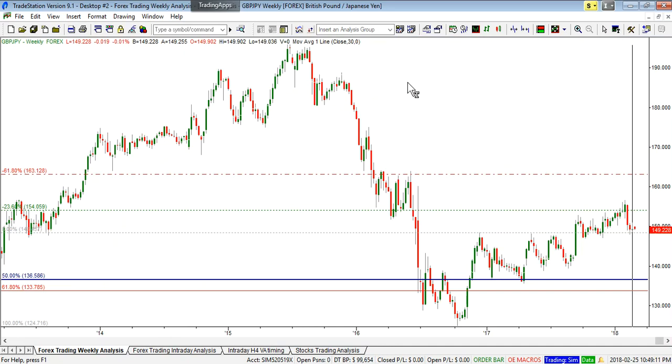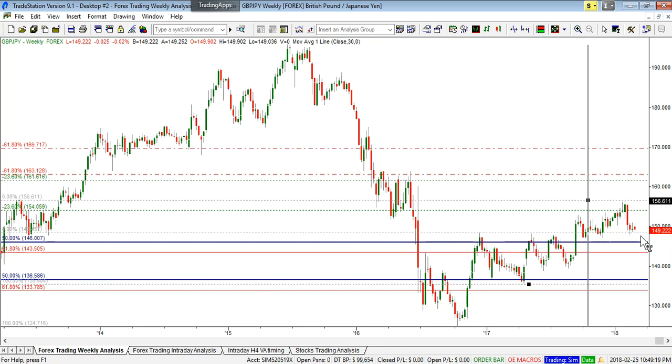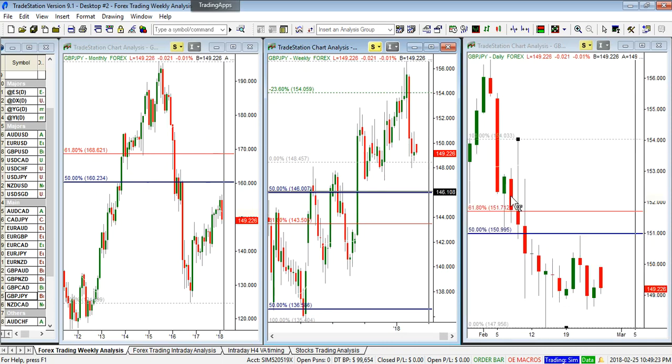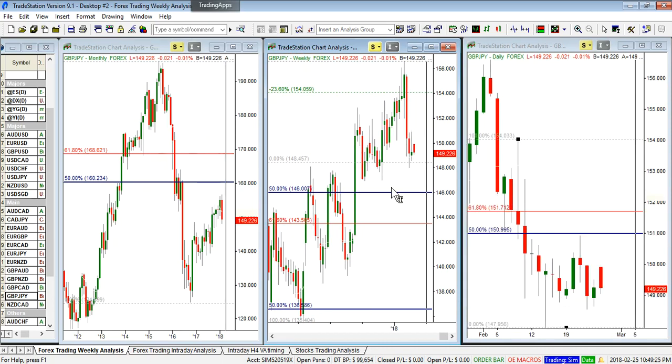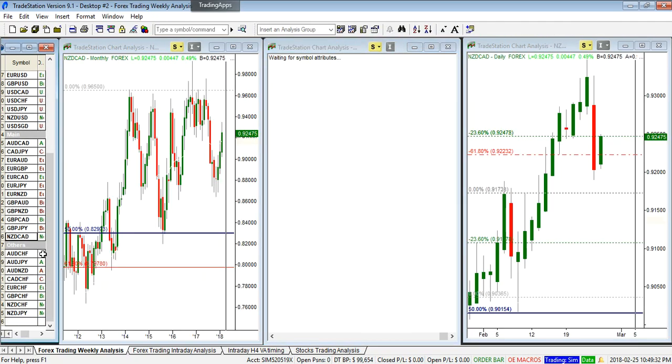The move higher, we had this 50%, the first target being hit, and on the monthly we see the next 50%, which is still a little bit below here. So there could be room for this market to move into the 146 level, and the move seems to have started again this week.